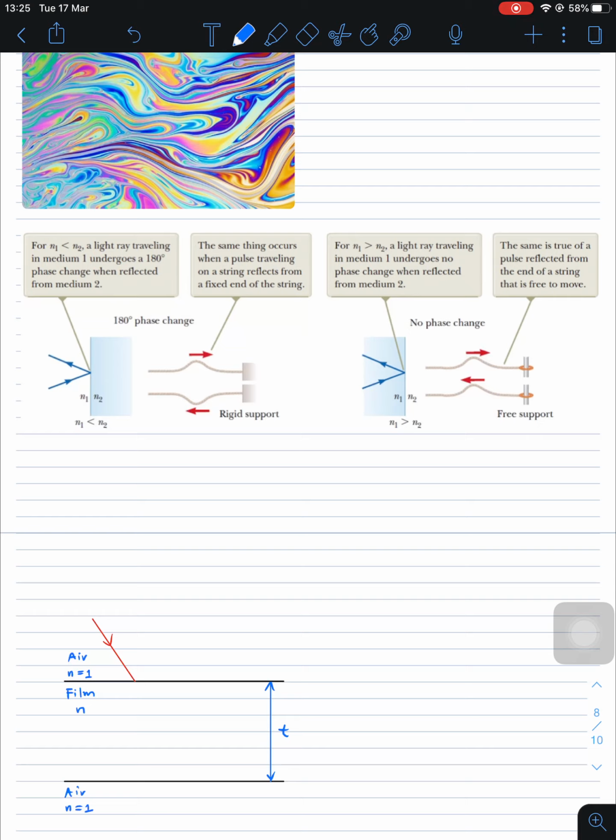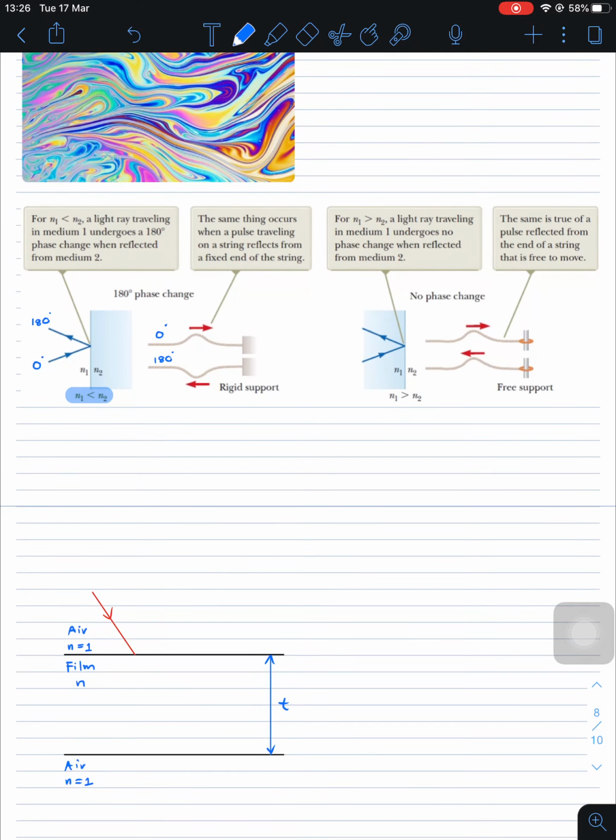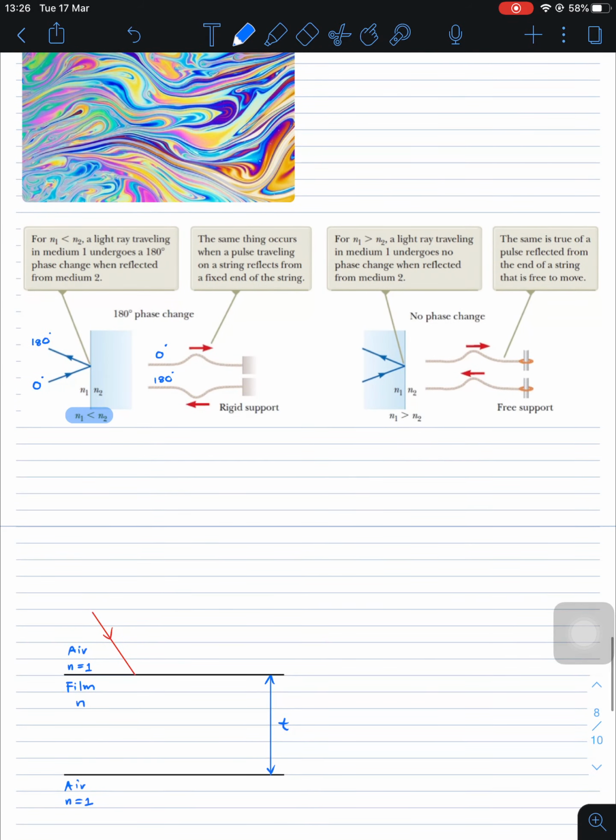For example, if initially the phase of the incident one equals 0 degrees, then the phase of the reflected one equals 180 degrees. This is the same as when we have light incident on an interface. For example, if we have light in a medium of refractive index n1, and then incident on the interface with a medium of refractive index n2, where n1 is less than n2, I just want to emphasize this: it means that the phase of the reflected wave will change by 180 degrees as well. If initially the phase equals 0, after reflection the phase will be shifted to 180 degrees.